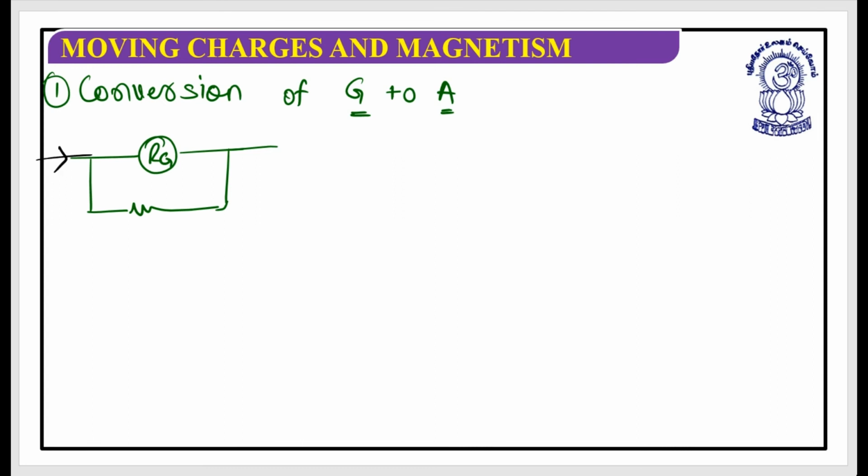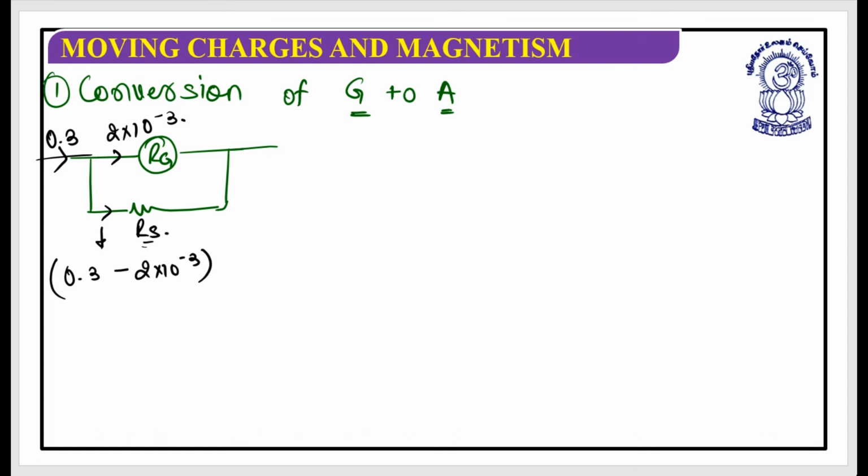So what should be the range? Yes, it's 0.3 ampere. So the total is 0.3 ampere, a certain current can pass through the galvanometer, and that would be the 2 milliampere, as it is the full scale deflection. So the remaining current, 0.3 minus 2 into 10 to the power minus 3 ampere, can pass through the shunt resistance. I hope this is clear. Now I need the value of Rs. So how could I do this?